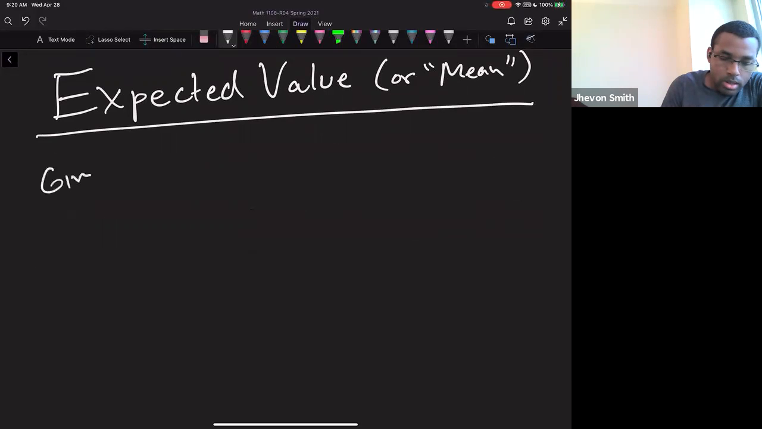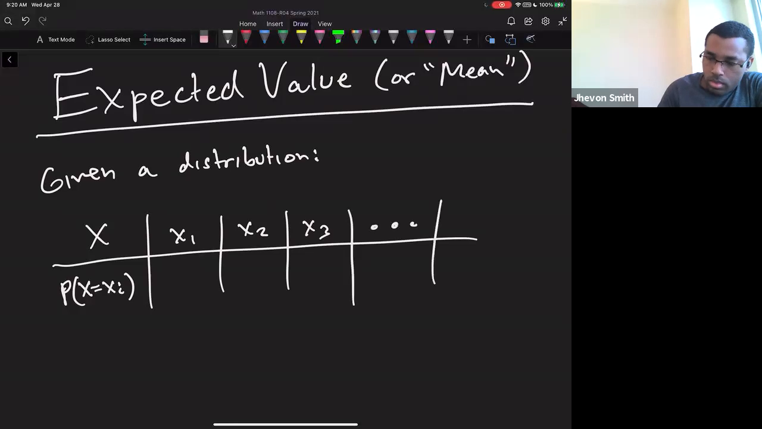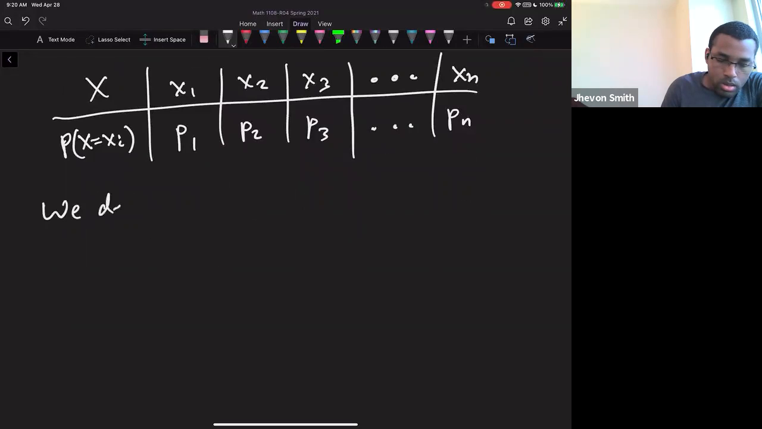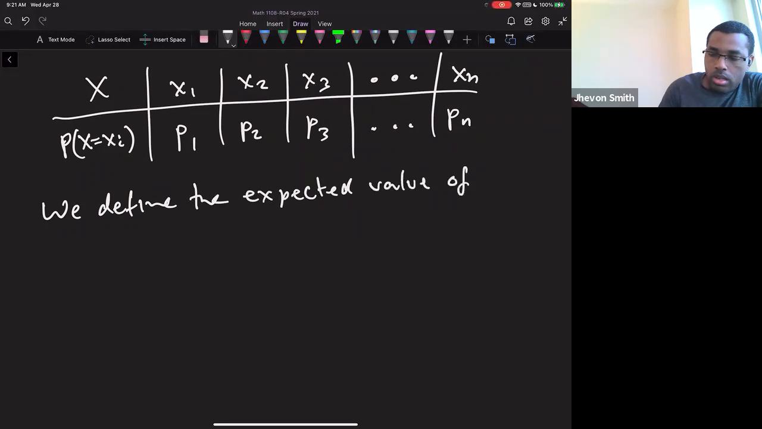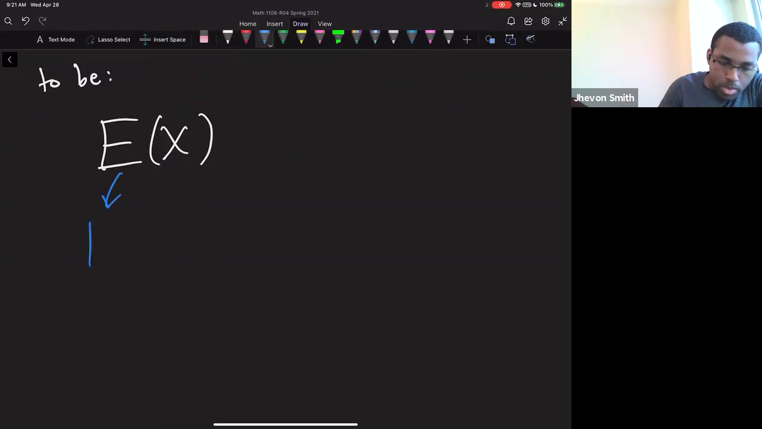So given a distribution P1, P2, P3, Pn, we define the expected value of x to be, this is the symbol, E of x. Sometimes you use a Greek letter mu, mu of x.